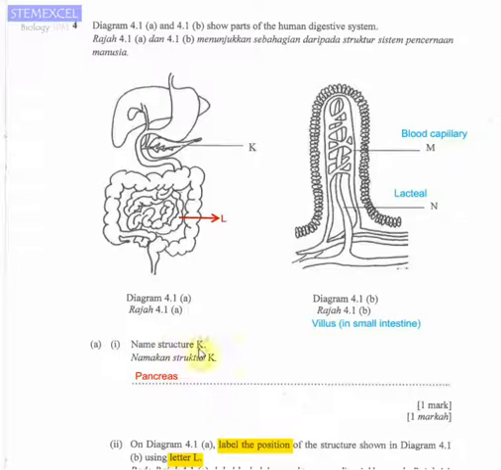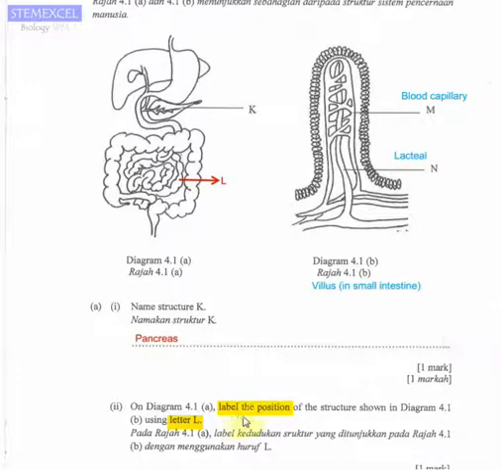So name structure K, this is pancreas. On diagram 4.1, label the position where you can find the villus using letter L. So villus, as I said, you can find in the small intestine, so this would be the position of L.